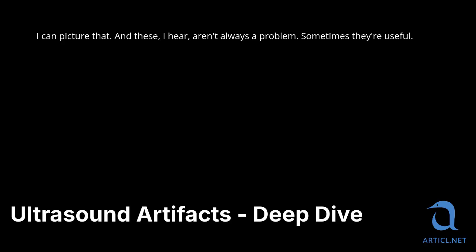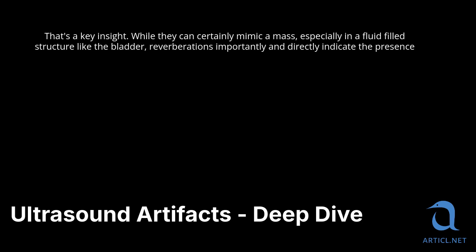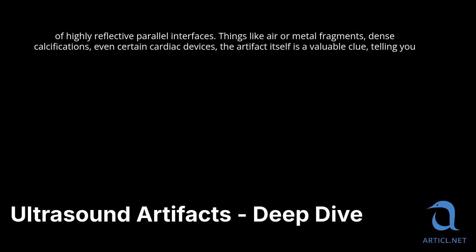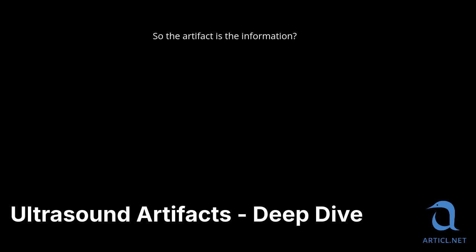I can picture that. And these, I hear, aren't always a problem. Sometimes they're useful. That's a key insight. While they can certainly mimic a mass, especially in a fluid-filled structure like the bladder, reverberations, importantly and directly, indicate the presence of highly reflective parallel interfaces, things like air or metal fragments, dense calcifications, even certain cardiac devices. The artifact itself is a valuable clue, telling you precisely what's causing it. So the artifact is the information.